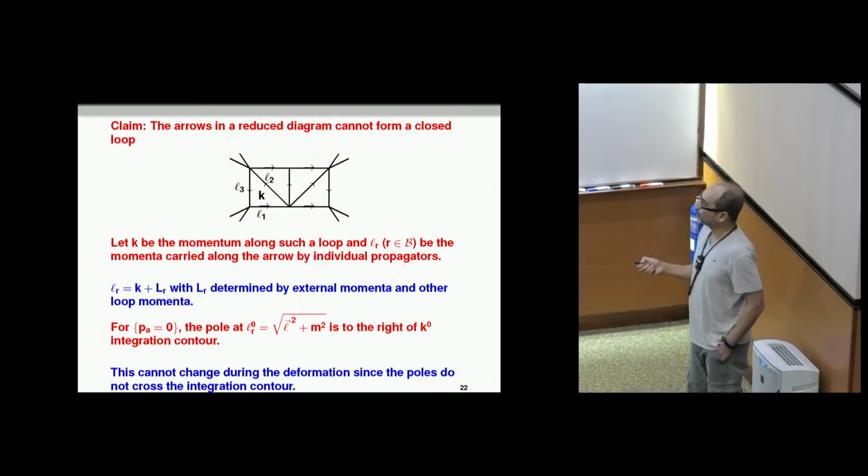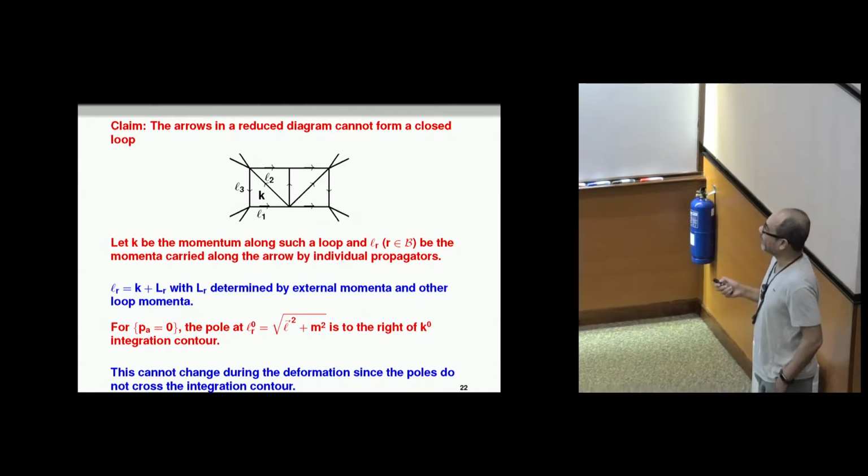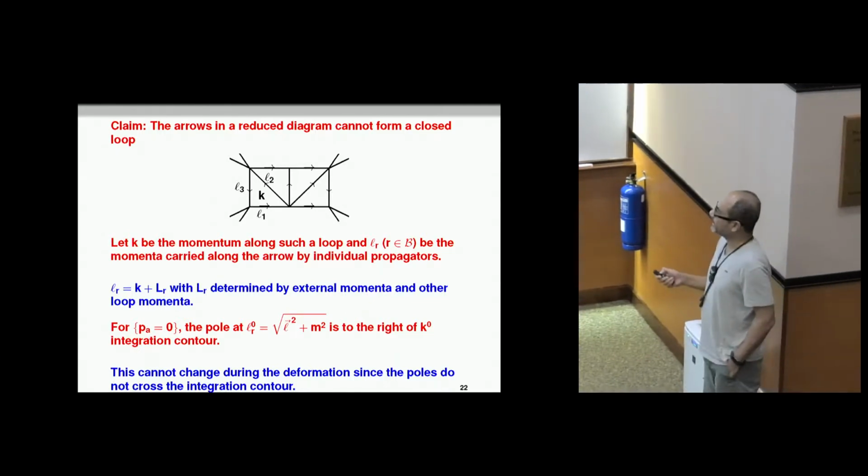So, let's go through the proof of this. Why this cannot be an allowed reduced diagram. So, let's suppose K is the momentum along such a loop. And LR are the momenta carried along the arrow by individual propagators. So L1, L2, L3, as you can see. So the relation between LR and K is that LR must be K plus some capital LR, which is determined by the external momentum and other loop momenta. This depends on how much momentum is flowing through this vertex. But there is always an additive K, because you have labeled the L's along K.